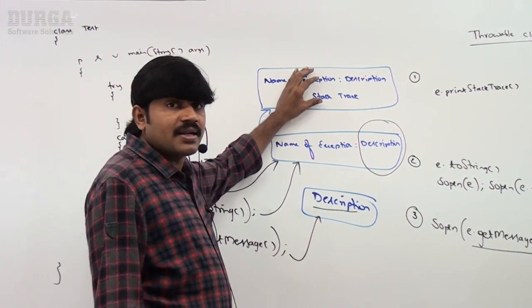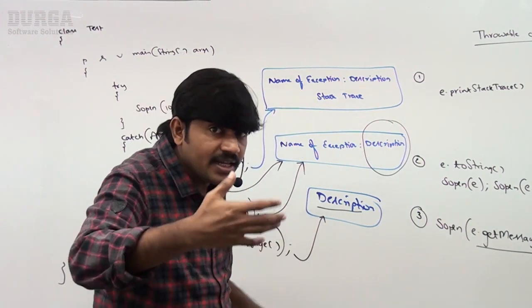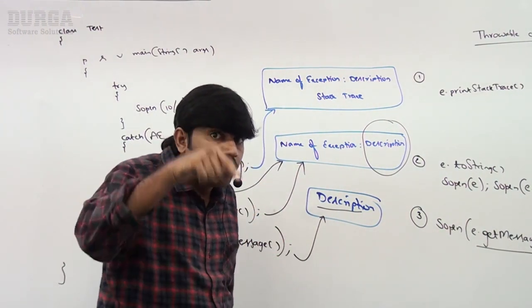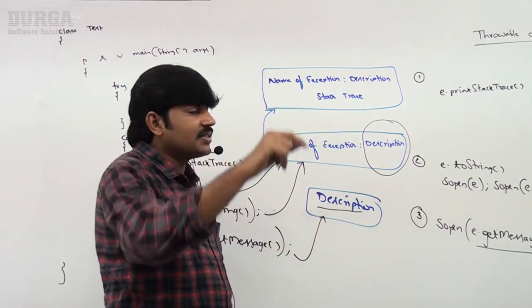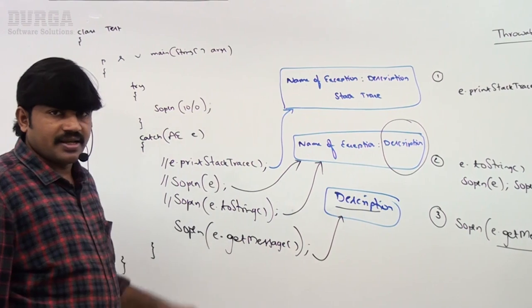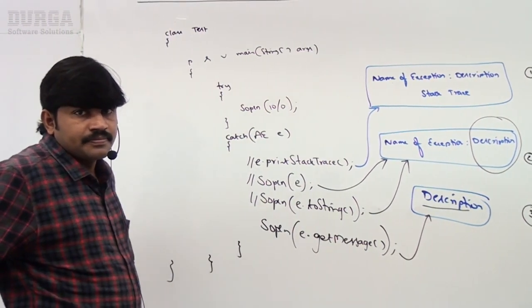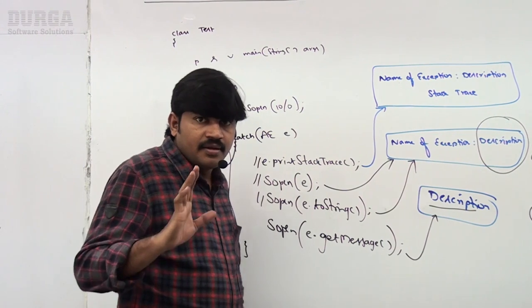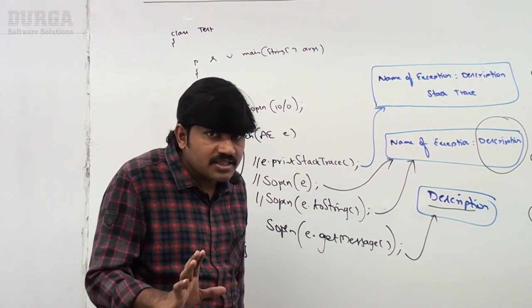Whenever you are not handling any exception, by default the exception information is printed to the console by the default exception handler. The default exception handler always follows this approach, meaning printStackTrace. Any doubt, friends? Everyone got it clearly, right? Everyone got this concept clearly?